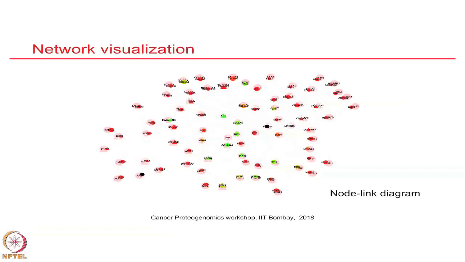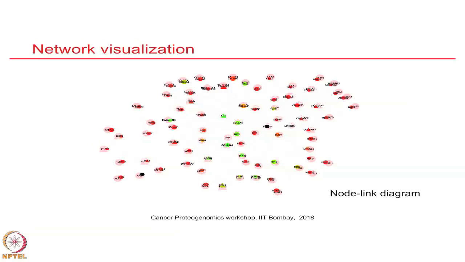Network visualization is done through the node-link diagram, as we said. Each gene or protein is a node and they are connected by an edge. This is called the link, so it's called a node-link diagram. And the beauty of this is not only can you see this, but you can also overlay data onto the network in order to understand your data, right?